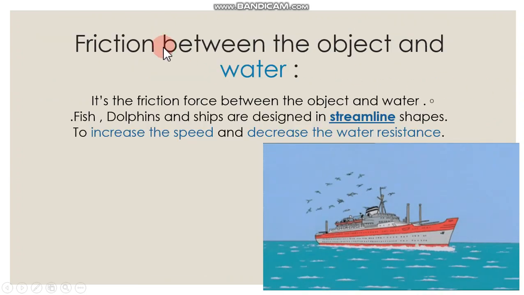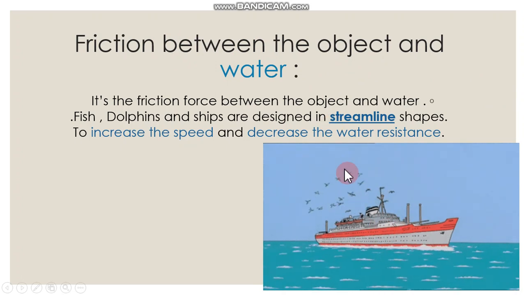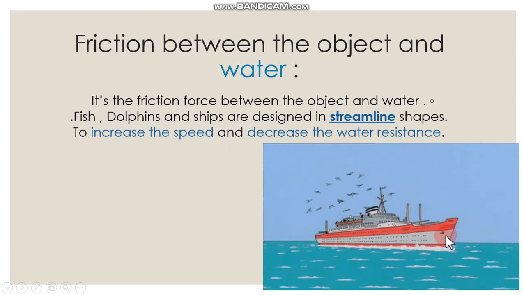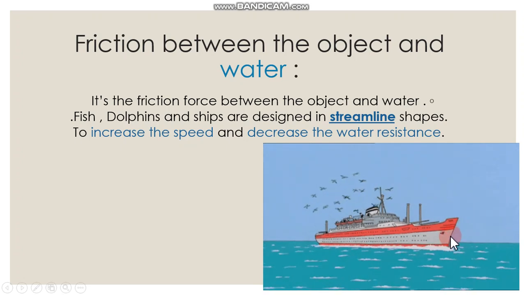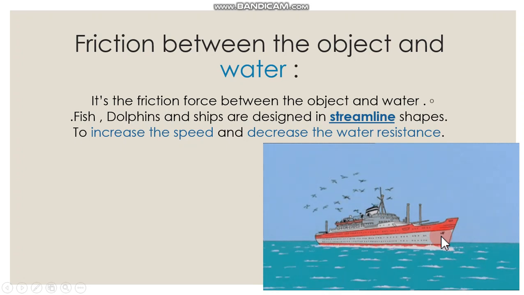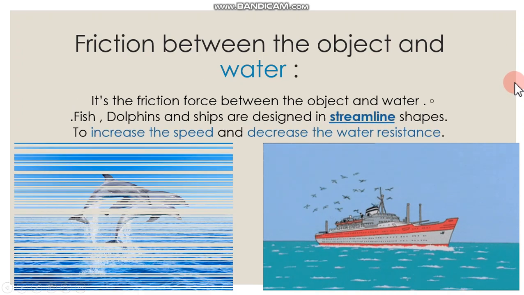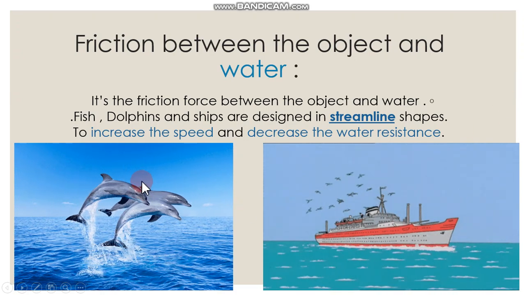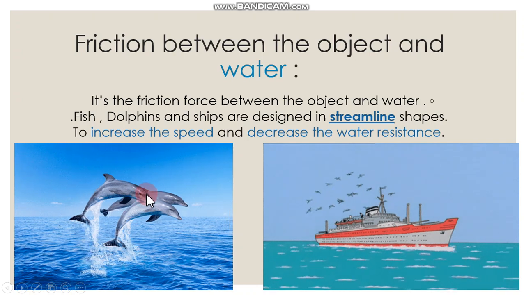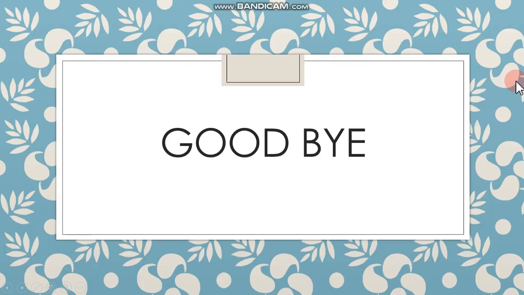So what is the friction between the object and water like this shape? Also, most of the shapes are designed as a streamline shape. Why? To increase the speed and decrease the water resistance. Also, the dolphins have a streamline shape to increase their speed and decrease the water resistance.